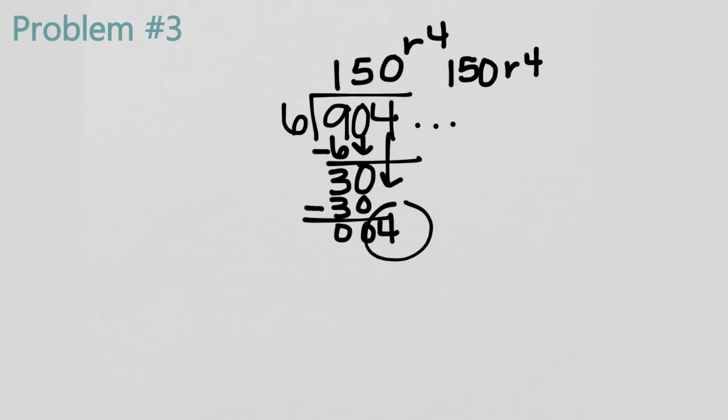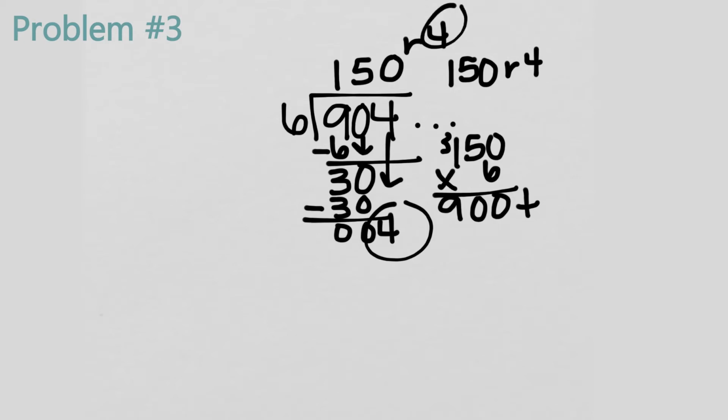Now, to check your work on this problem, you would do 150, your quotient, times 6, your divisor. 6 times 0 is 0. 6 times 5 is 30. Carry the 3. 6 times 1 is 6, plus 3 is 9. And at the end, we add our remainder, which is 4, and we get 904, which is our original dividend. Great job.